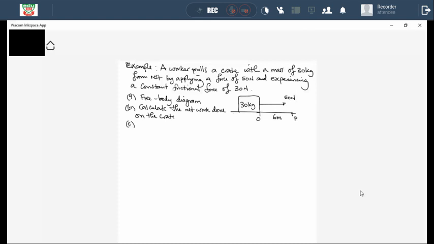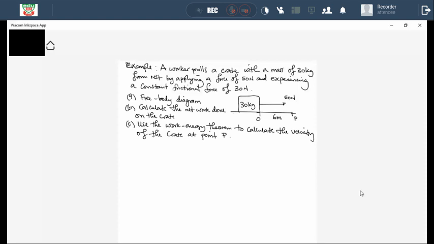And then item number C says use the work energy theorem. As long as we are guided like this, we can't use any other option. Otherwise, we get a zero. So use the work energy theorem to calculate the velocity or the speed of the crate at point P.